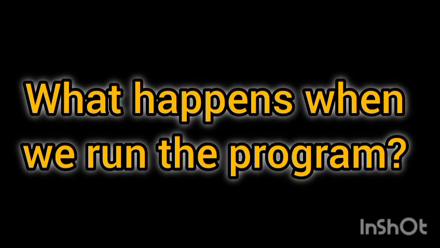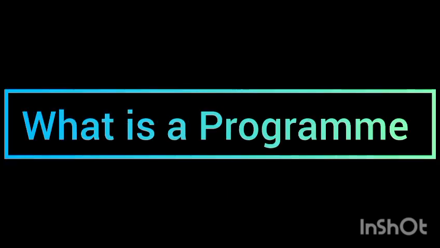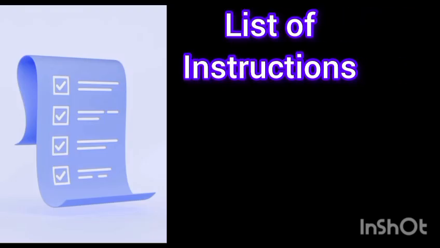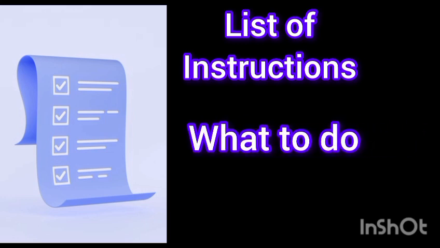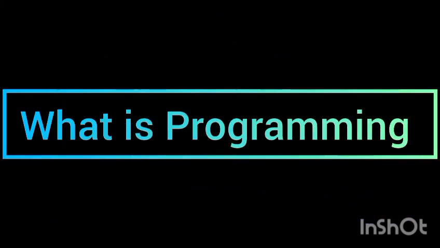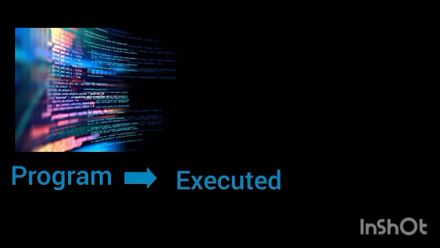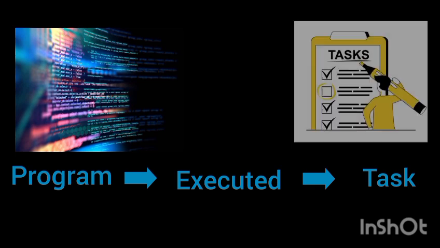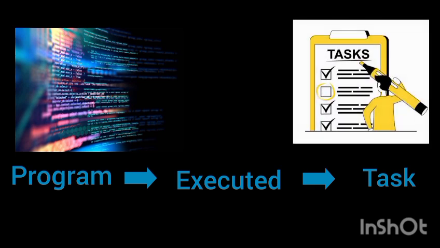Today we are going to talk about what actually happens when we run our program. For that, first we need to know what a program is. A list of instructions that tell a computer what to do. Everything a computer performs is done by using a computer program. What is programming then? When a computer program is executed to perform a particular task, it is called programming.